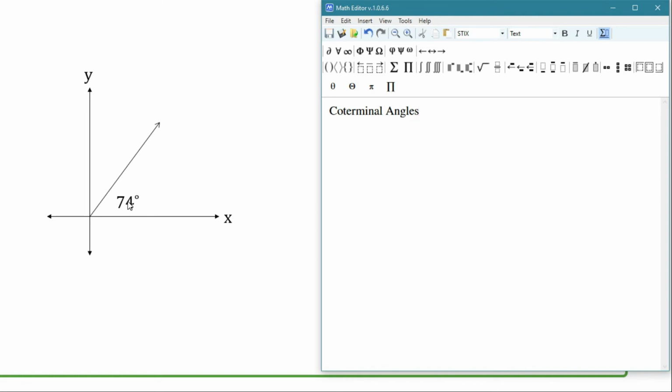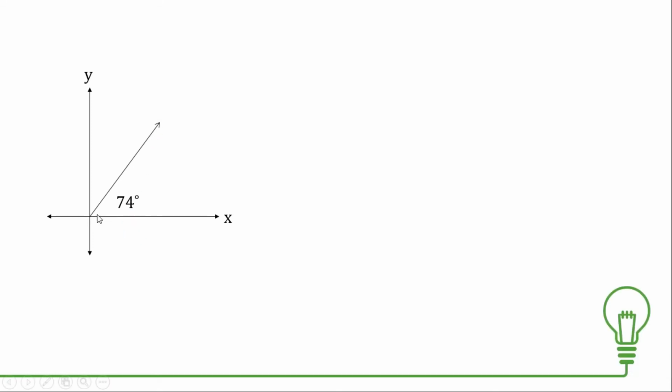Okay, let's say for example we have this angle which measures 74 degrees. This is just one angle. So let us name another angle which is coterminal with this one. Ibig sabihin, yung terminal side niya nandito din. So it's either we rotate positively or we rotate negatively. What do you mean by that? It's either we have a counterclockwise rotation or a clockwise rotation.